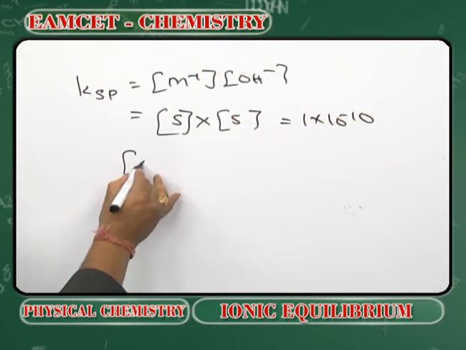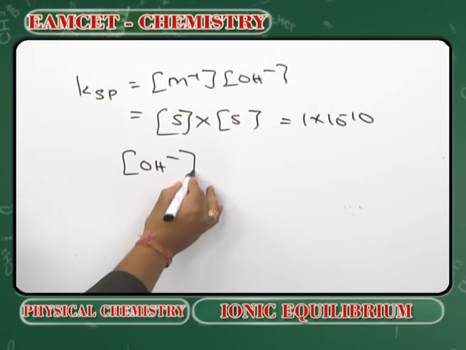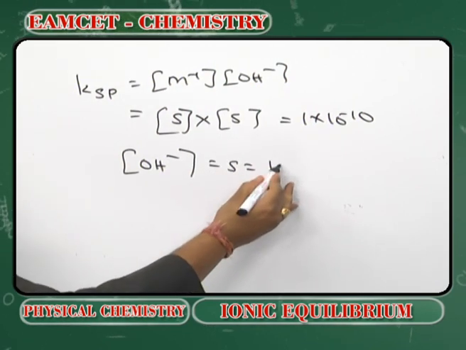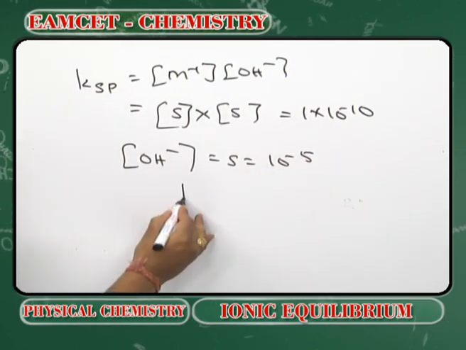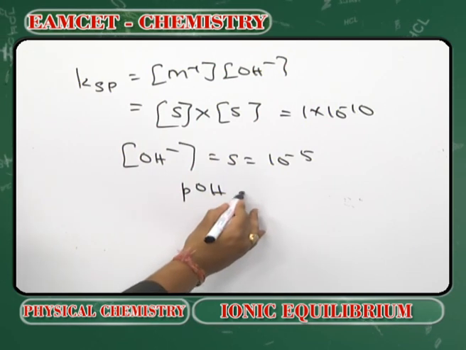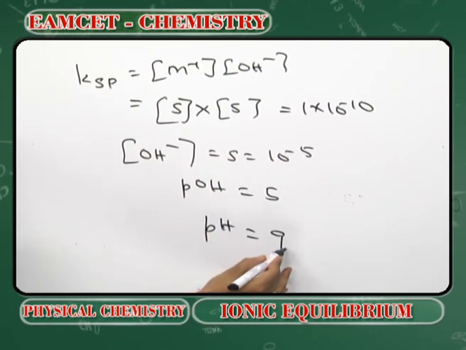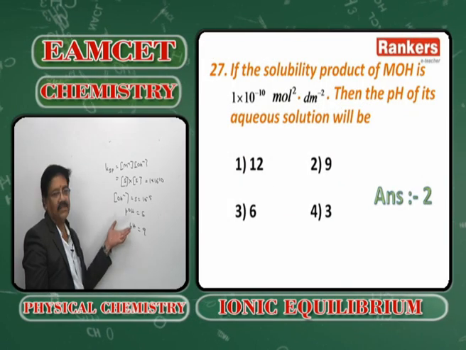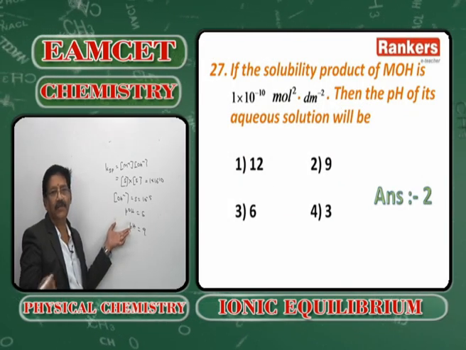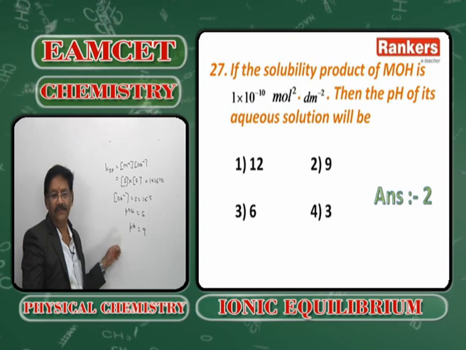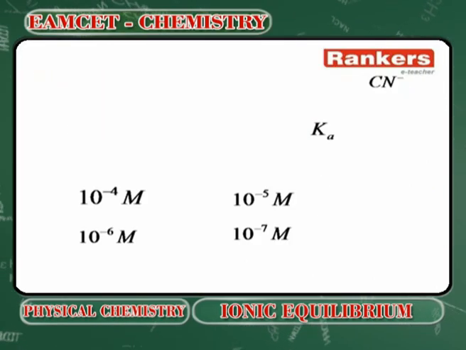So the OH minus ion concentration is equal to S, which is 10 to the power minus 5. pOH is equal to 5. pH is equal to 9. So for a base, how do you get the pH value? 14 minus pOH. Next question.